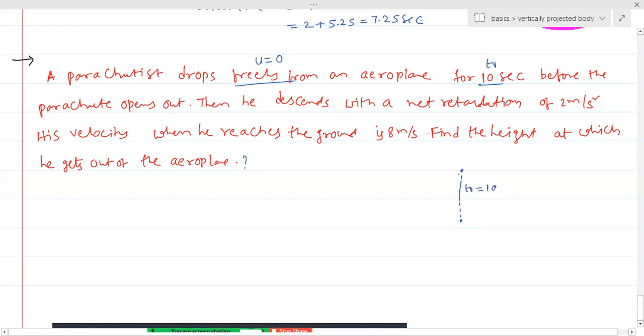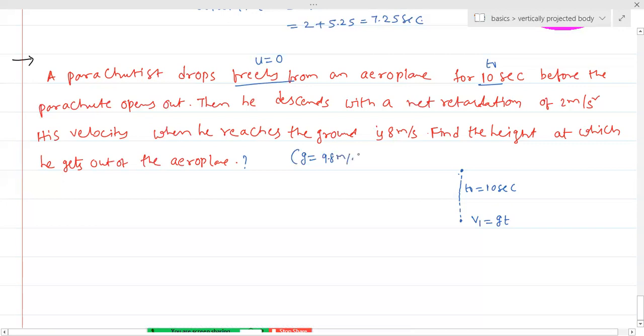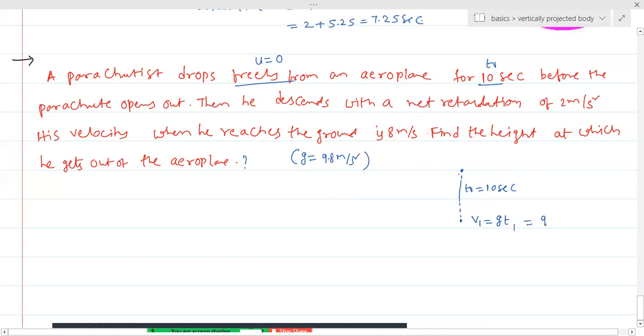T1 equivalent to 10 seconds. So it gains some velocity, let us say v1. Let us say v1 equivalent to g t. And of course g is not given actually, so by default we will take it as 9.8 meters per second squared. 9.8 into 10 is equivalent to 98 meters per second.